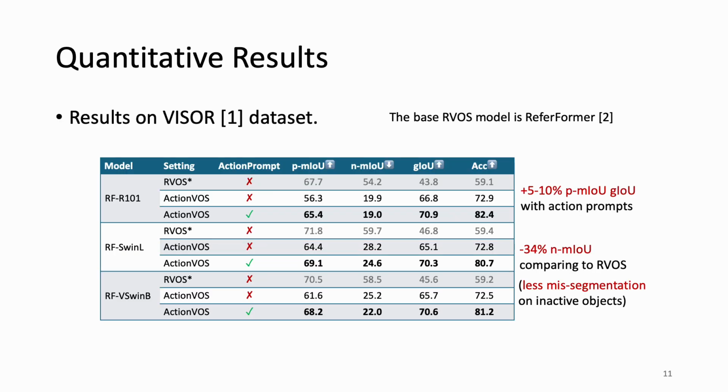Here are the experiment results of ActionVOS on wider datasets. By adding action prompts, ActionVOS models get +5 to 10 PMIOU and GIOU, and get 34% lower NMIOU compared to RVOS, which means we have less missegmentation on inactive objects.